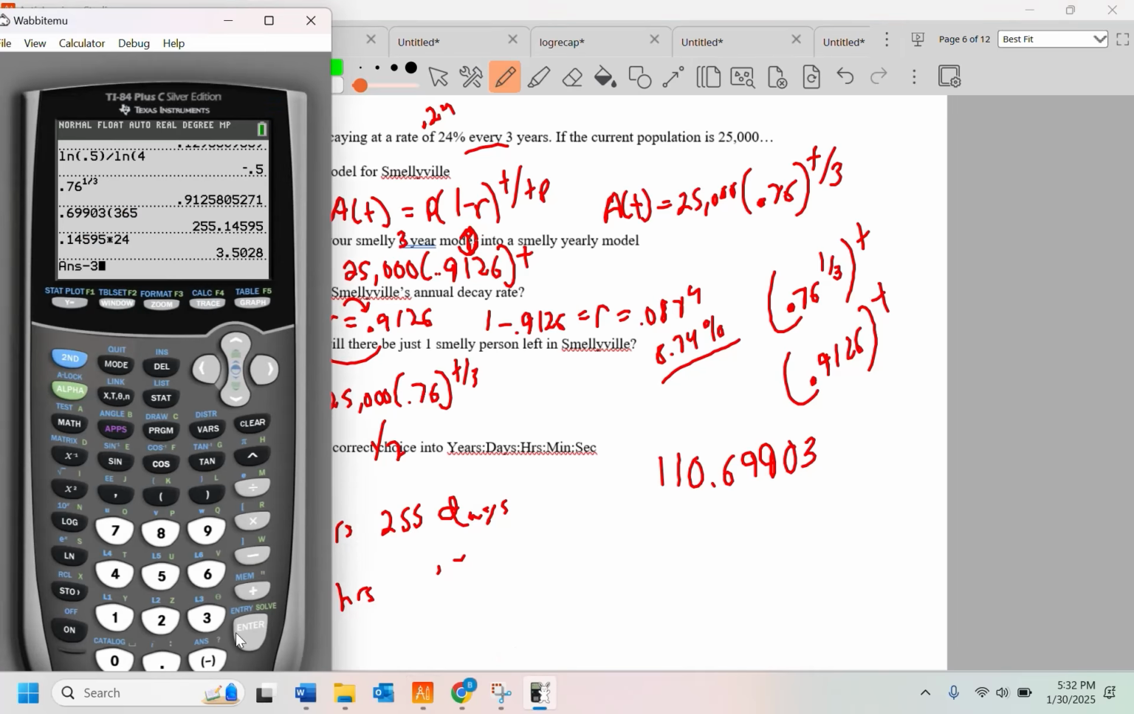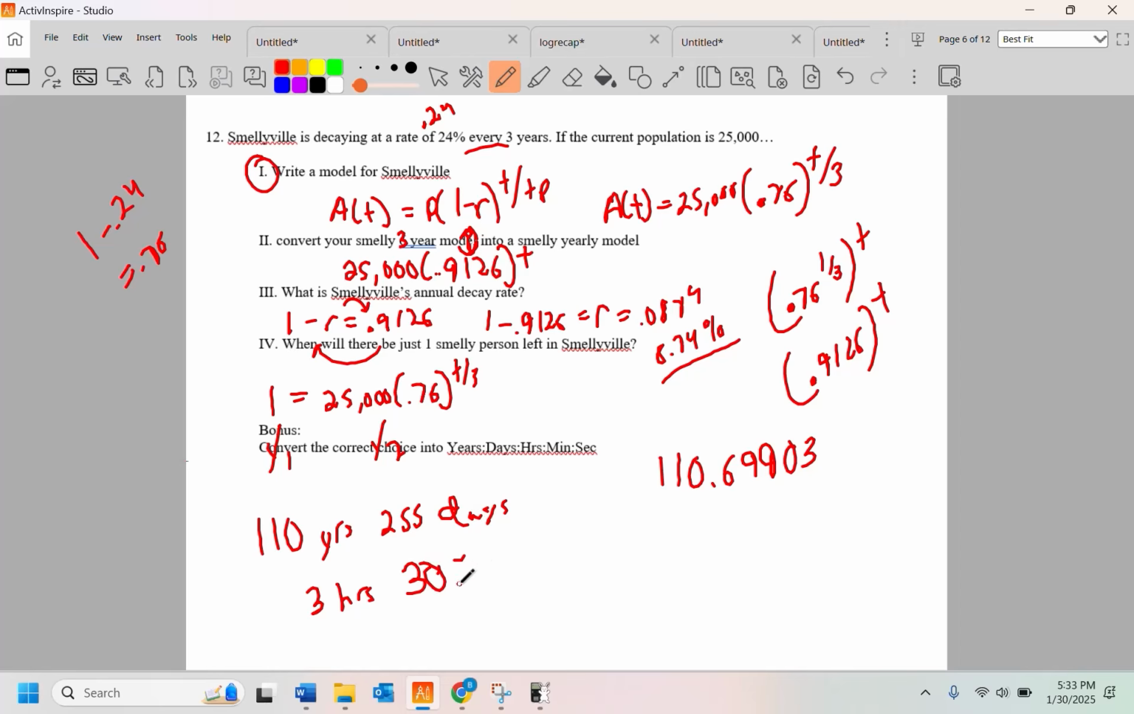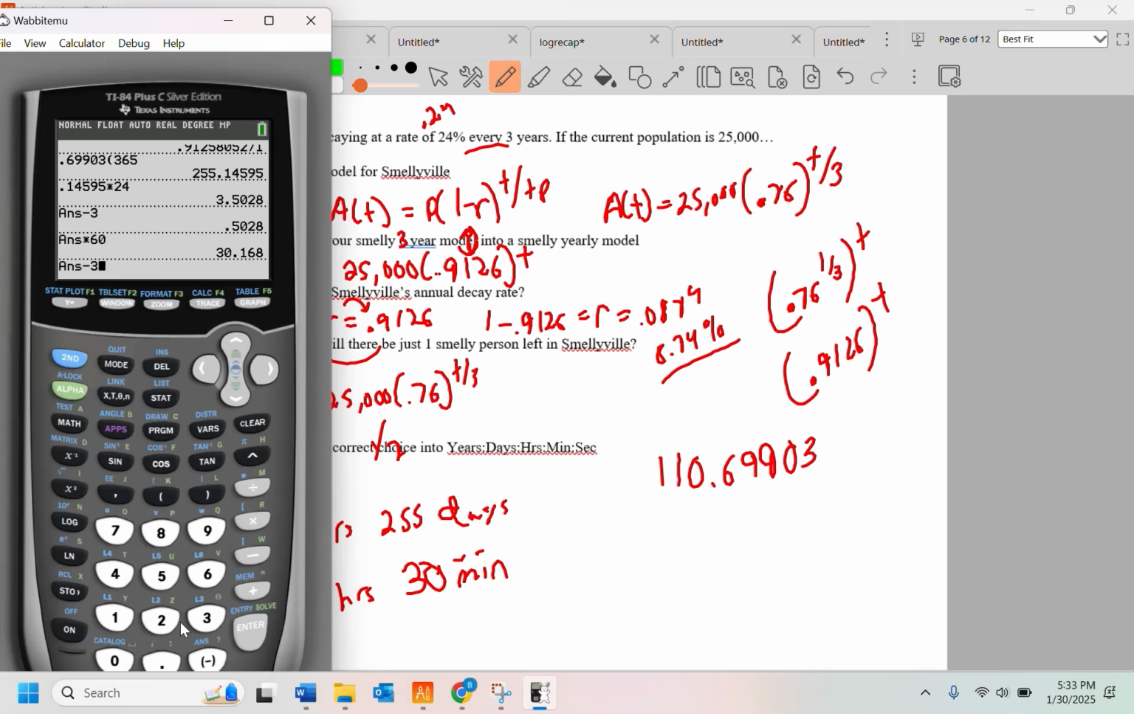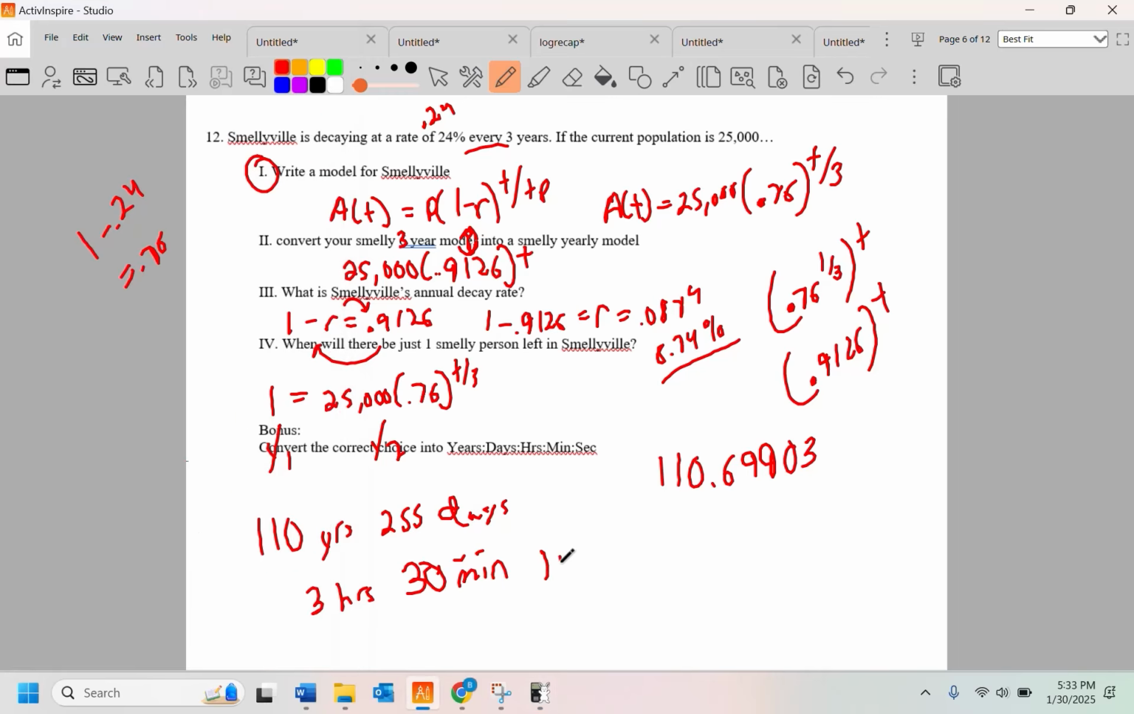Let's take away my 3. This is in hours. To convert it to minutes, I multiply it by 60. 30 minutes. I take away the whole minutes, and I'm going to convert that 168,000th of a minute into seconds by multiplying by 60, and there we go, 10 seconds. At that point in time, there will just be one little smelly, well, yes, one smelly person left in Smellyville.